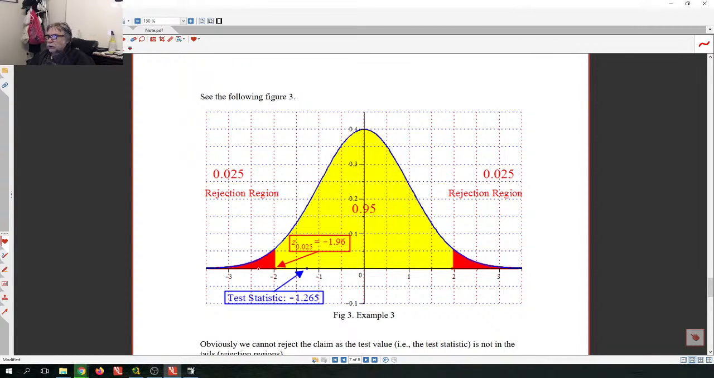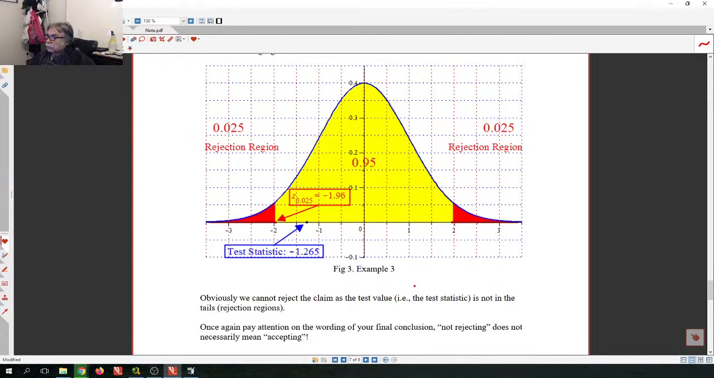Conclusion: I don't have enough evidence to claim that the initial hypothesis is true. I'm not saying it is true. I'm just saying I don't have enough evidence to claim it is not true. Because according to my level of significance, to reject the initial claim, I need to have a test statistic either here in this tail or here in this tail. That would be unusual. When it happens here, that is 95% of the chance. So it happened to be here. I cannot say it's unusual.